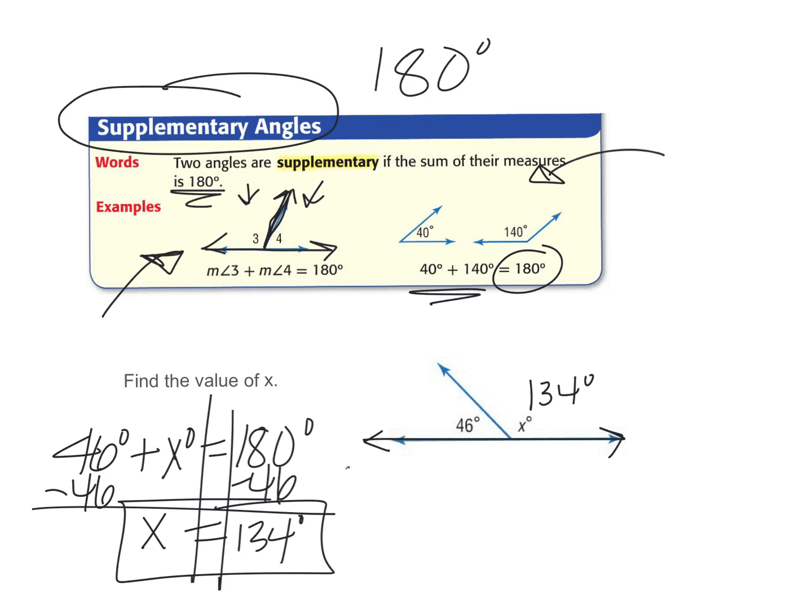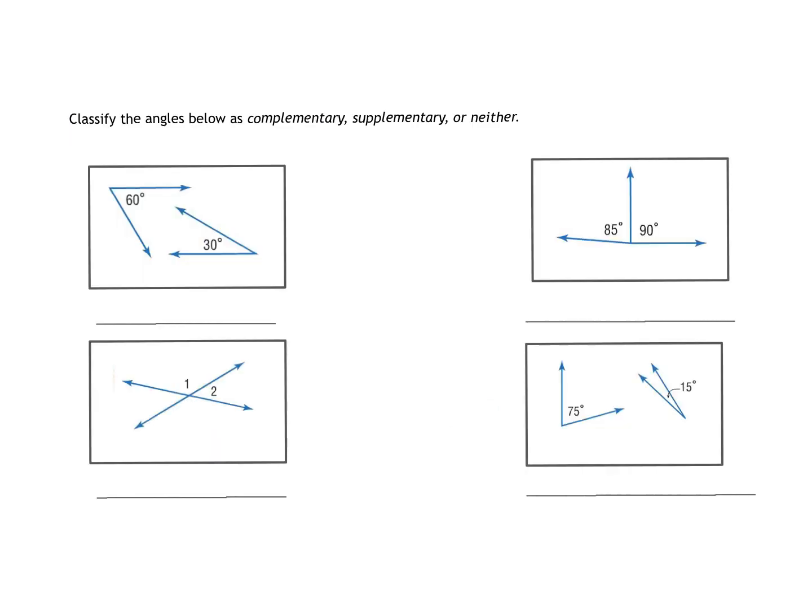I also know that this is reasonable because this 46 degrees is acute. It looks like about half of a 90-degree angle, but it's acute, which means it should be less than 90 degrees. And my 134-degree angle is definitely obtuse, and with it being 134 degrees, that makes sense as well. Pause the video, classify the angles below as complementary, supplementary, or neither, and then come back and check your work.